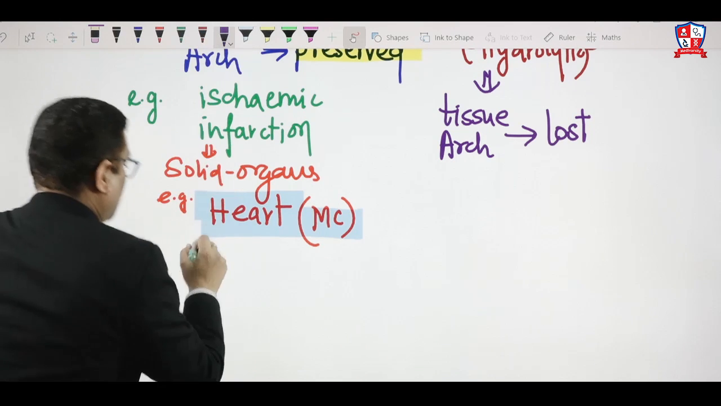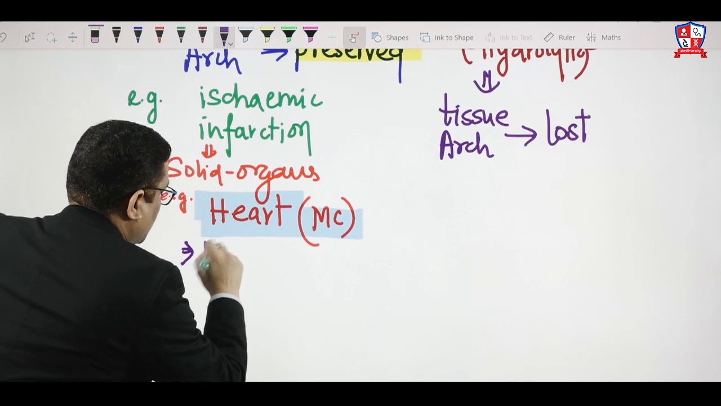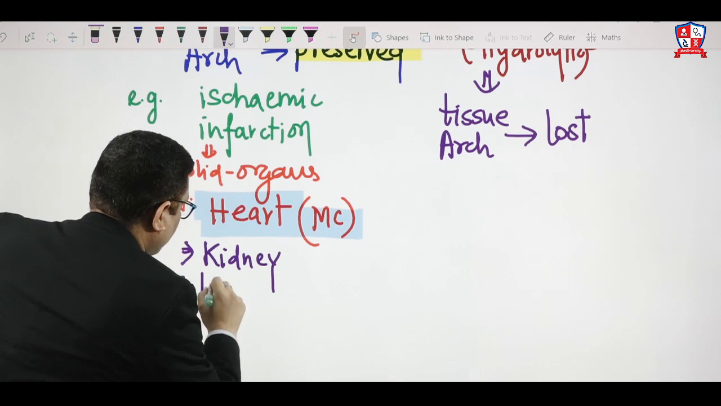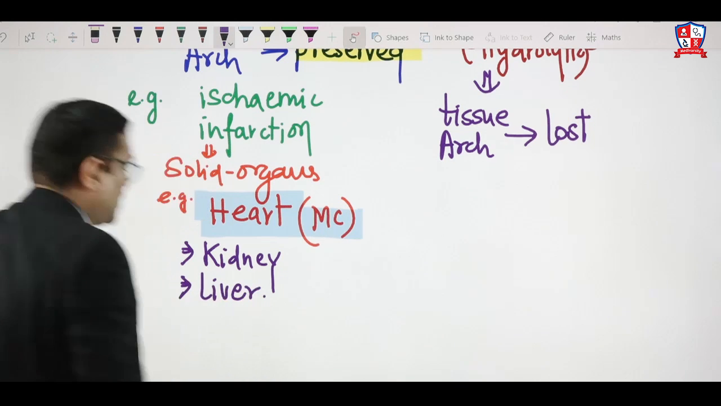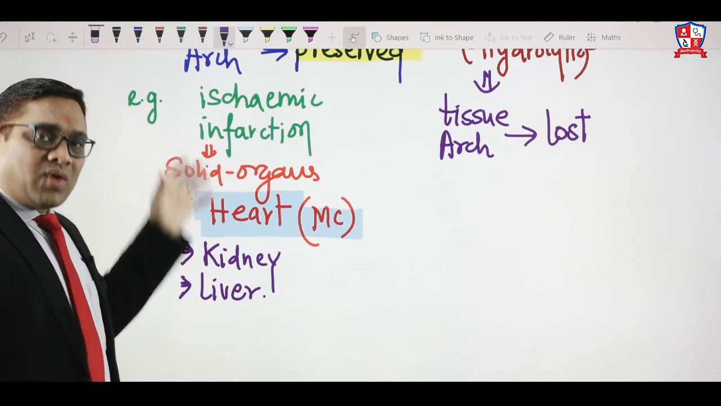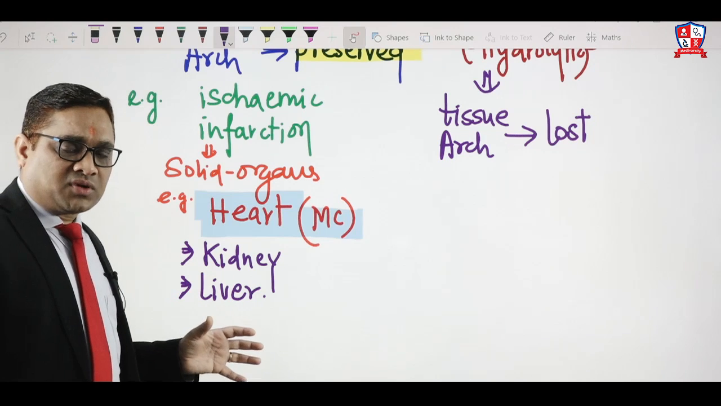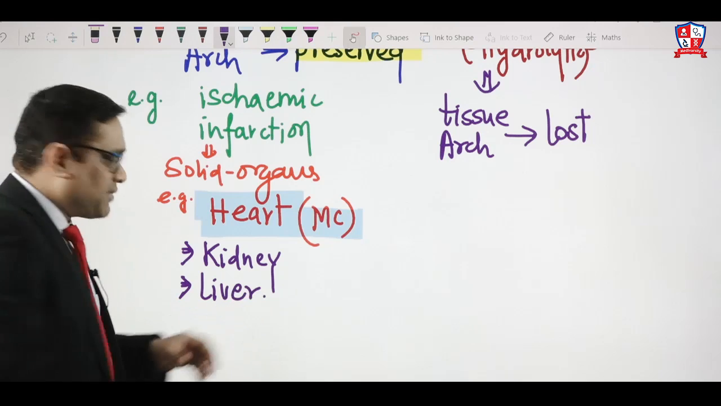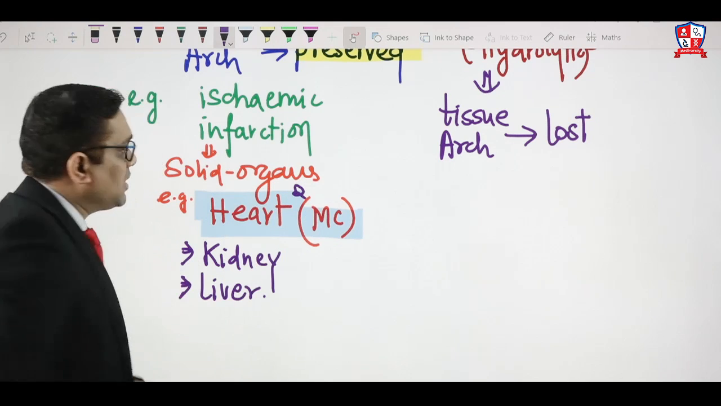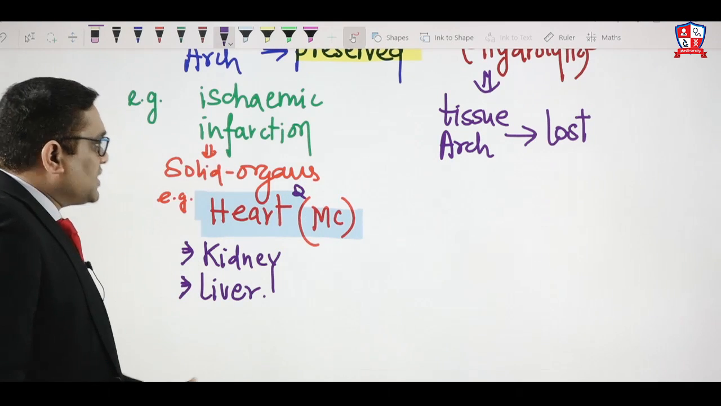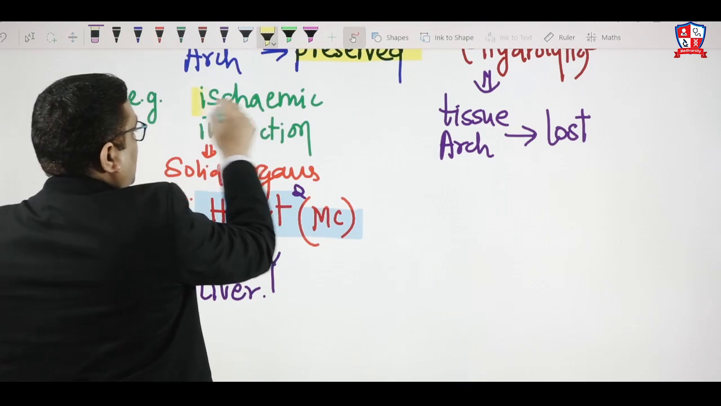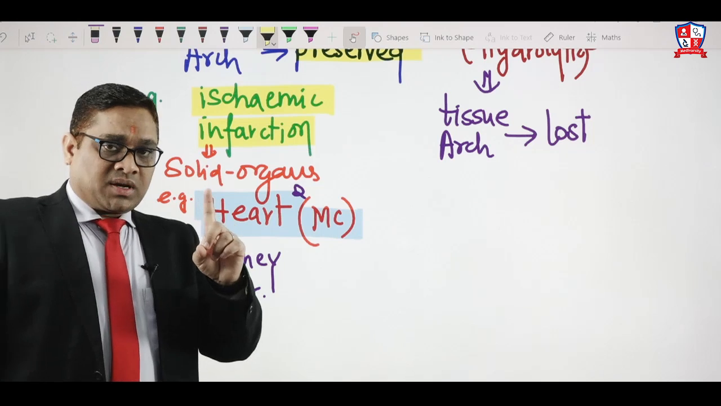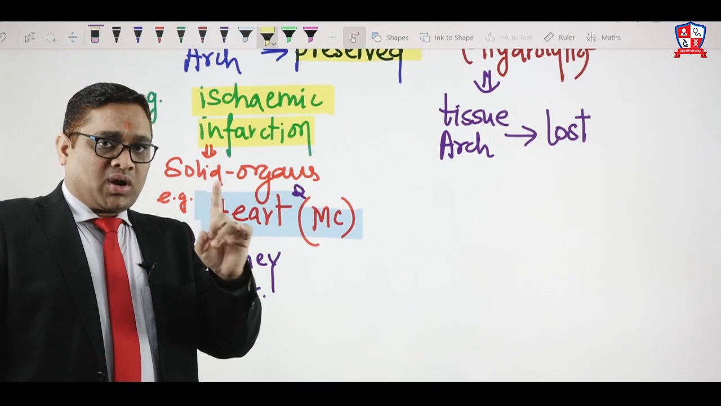So after heart, another important thing we have to remember here, other solid organs are kidney or liver. These are some of the solid organs where you will be finding coagulative necrosis. So in ischemic infarction of solid organs, tissue architecture will be preserved, and most commonly heart will be affected, which was the question in the All India exam. In all solid organs and in all ischemic infarction you will find coagulative necrosis, except, remember, exceptions are very important MCQ.